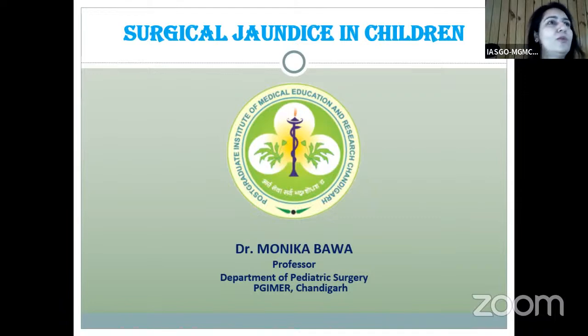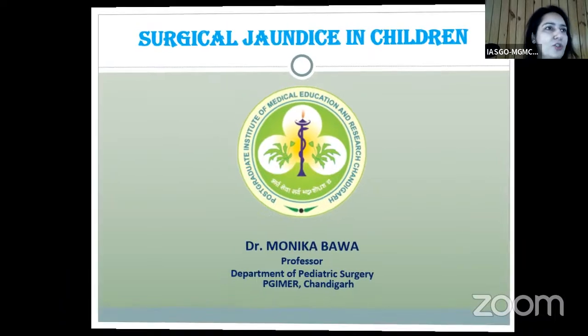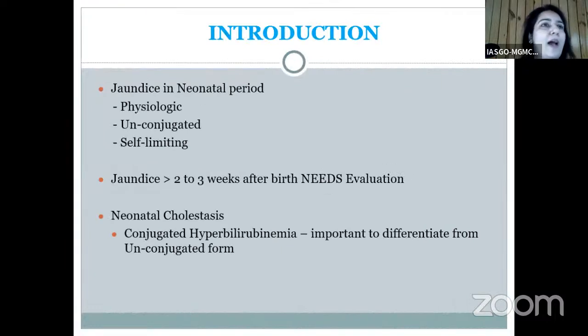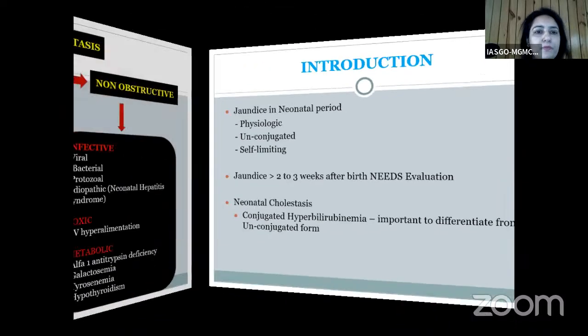As we all know, the causes of surgical jaundice in the pediatric age group are absolutely different from those in the adults. Any jaundice which persists for more than 2 to 3 weeks after birth needs evaluation because it's not physiological jaundice, and it's not unconjugated jaundice, which is not going to persist for that long. So we have to differentiate from the unconjugated form and work up on the lines of neonatal cholestasis syndrome.